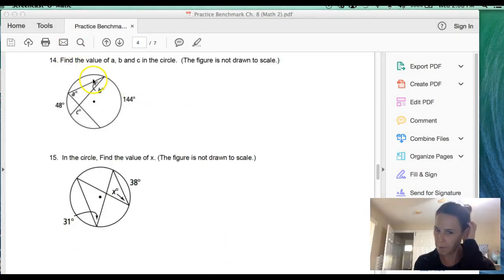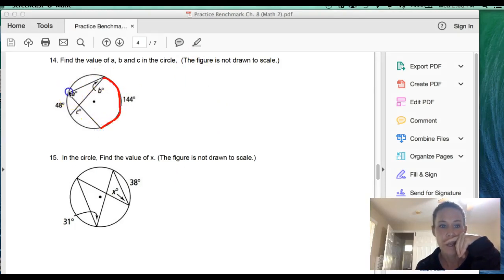Okay, I look at problems like number 14 where it says find the value of A, B, and C in this circle, kind of like a puzzle, using the properties that you know from this section. So you're putting the puzzle pieces together and trying to solve this. Angle A over here is an inscribed angle for this segment. So let me highlight this segment so we can see it here. For this segment right here, you can see angle A is the inscribed angle.